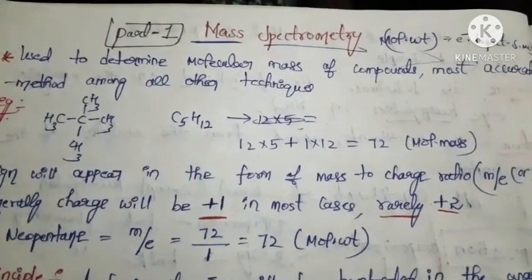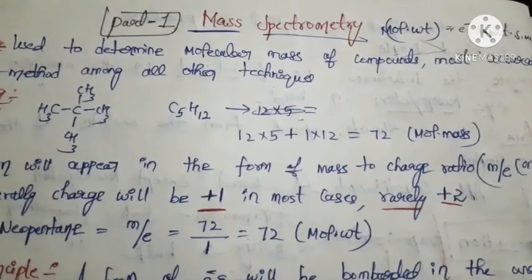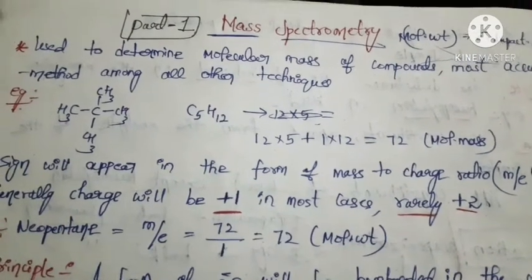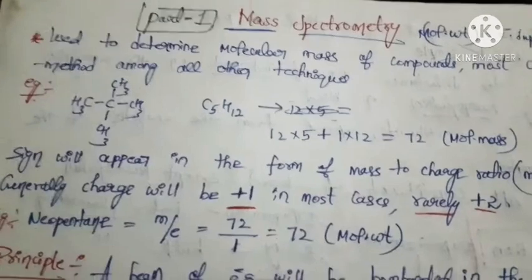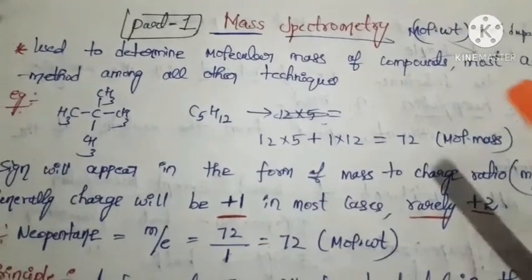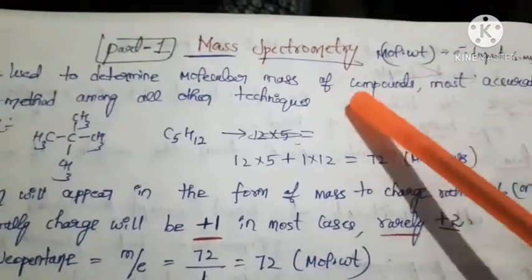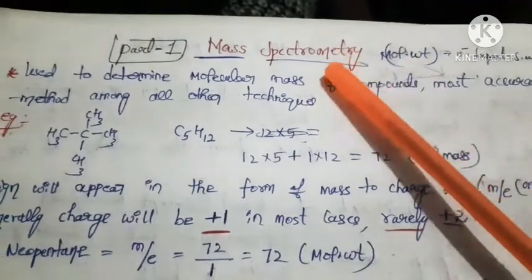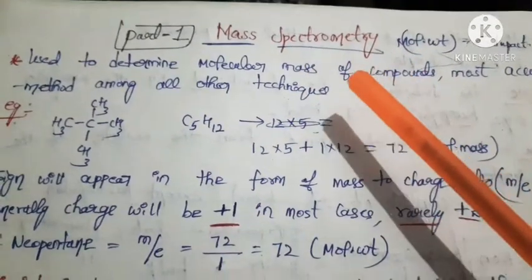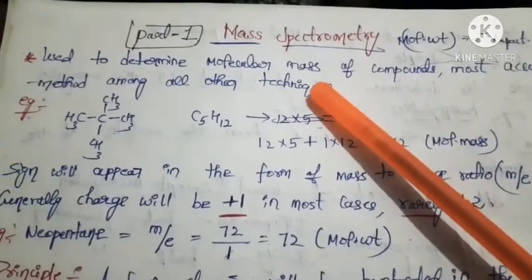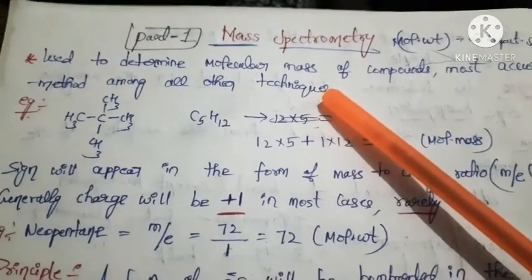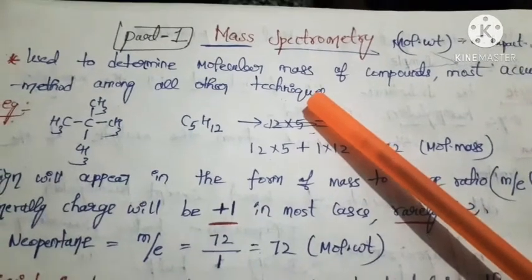See, for UV, visible and infrared, we usually use the suffix spectroscopy, but for mass we are using spectrometry. We are not using spectroscopy, but here we are using spectrometry. Do you know the reason behind this friends? Yes, let me tell this.